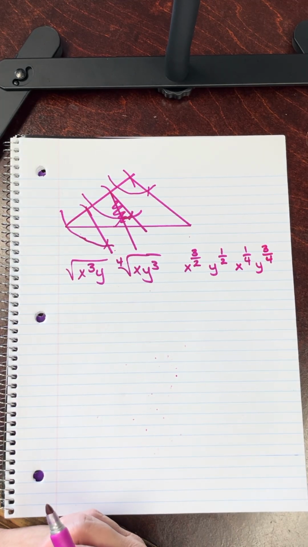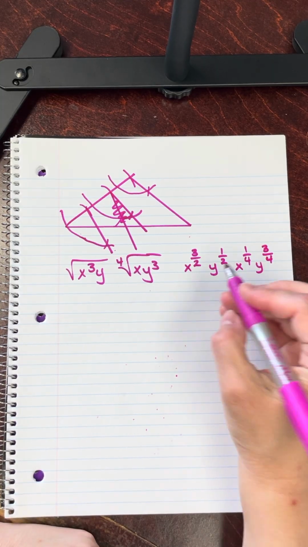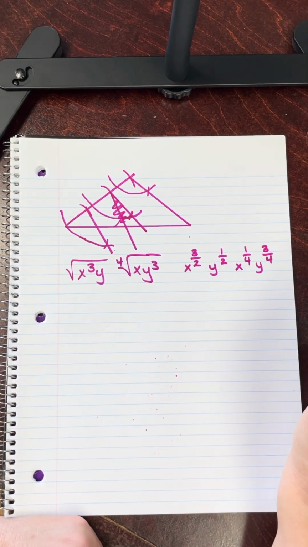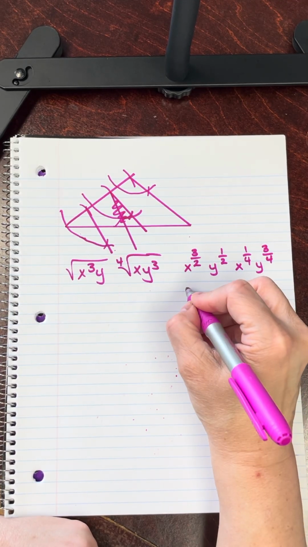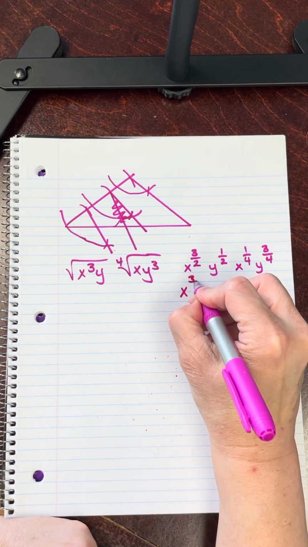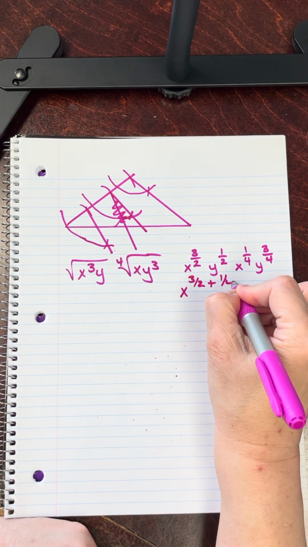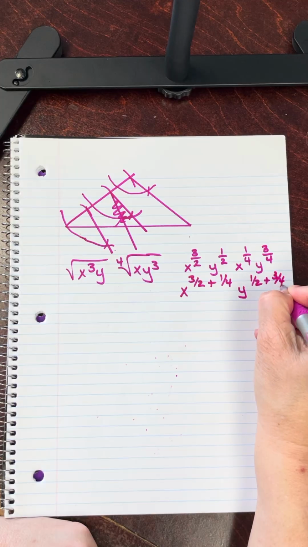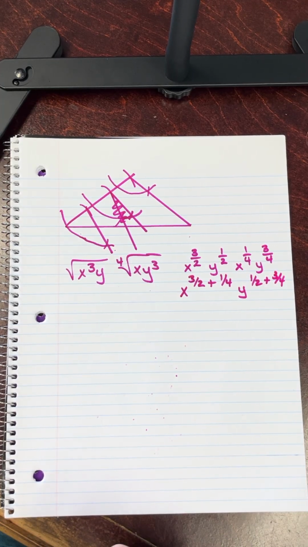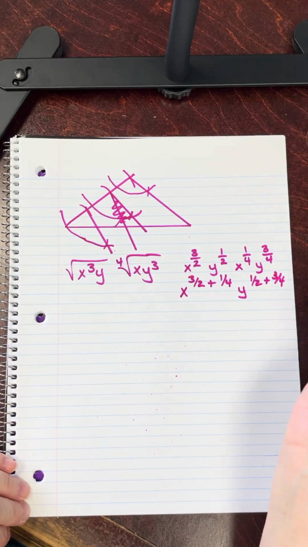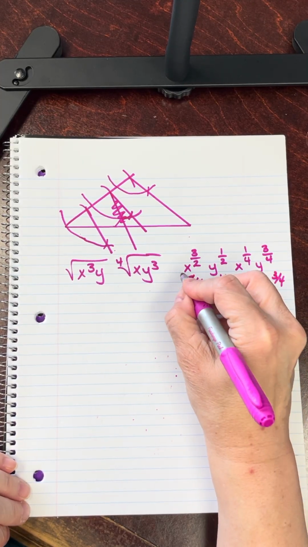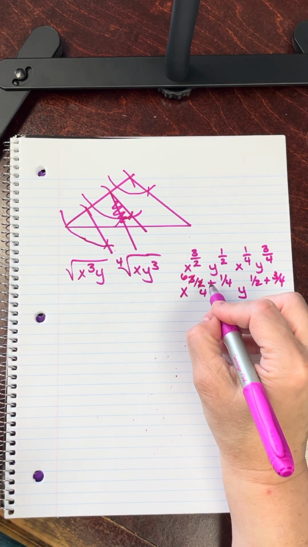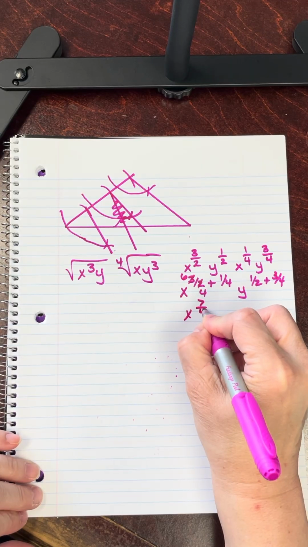Now I have them in a format that I can then multiply. So these have the x bases. When you multiply bases, you add exponents. That is a rule that you definitely should have learned in algebra. So I'm basically trying to do 3 halves plus 1/4. And the same with my y's, 1/2 plus 3/4. And now I need common denominators to add those together. So this should be a common denominator of 4. And that's going to change this to a 6 to keep it in balance. And this one's already in 4, so now I add 6/4 plus 1/4, so x to the 7/4.